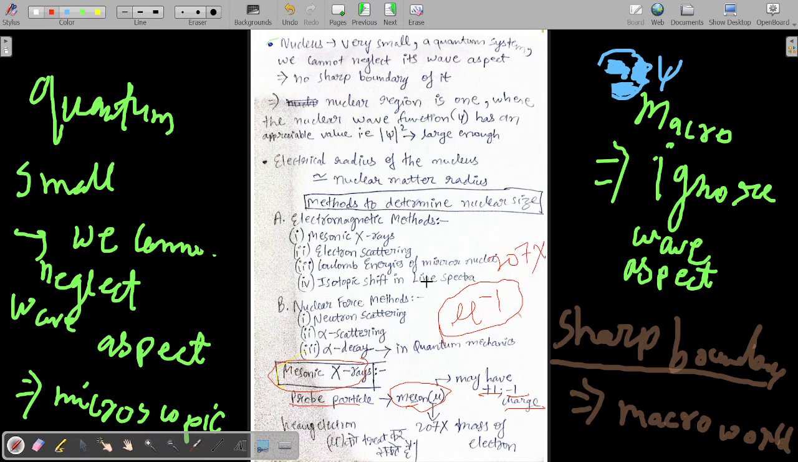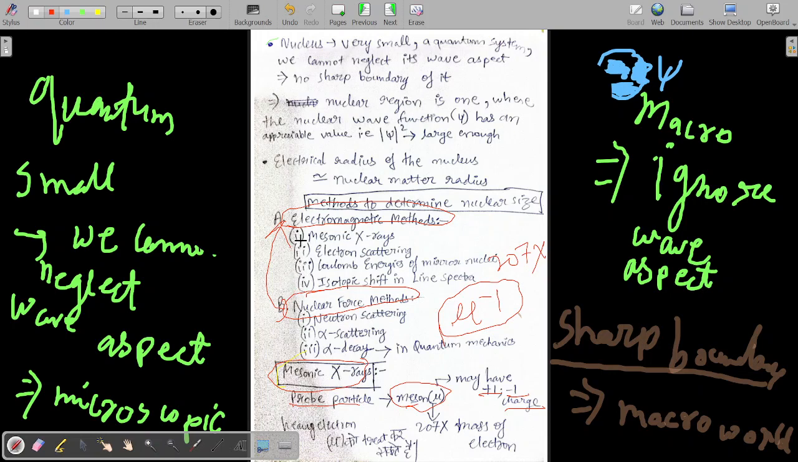And what is the difference between electromagnetic methods and nuclear force methods? This will become clear to you when you keep on watching the classes in sequence. Right now I am not going into those, but you will understand the meaning.